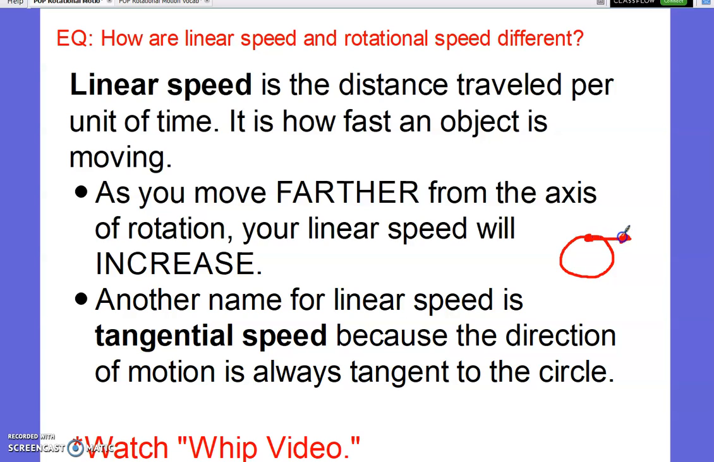And we see that this line, this arrow here, we say is tangent to the circle because it makes a 90-degree angle with the radius. It is essentially just touching that circle at one point. So another name for the linear speed is tangential speed because the direction of the motion is always tangent to the circle. Even when the student is over here, they are moving forward. And again, that is tangent to the circle. It makes a 90-degree angle with the radius.